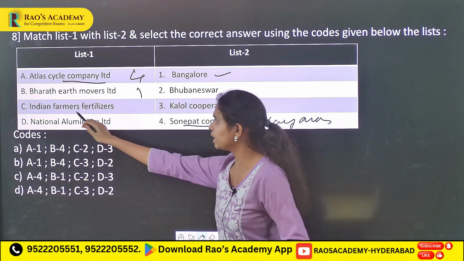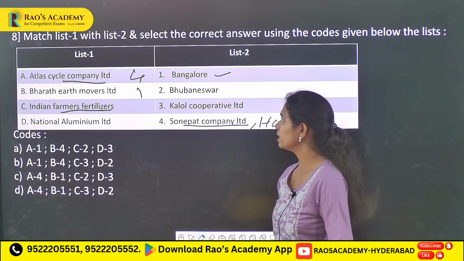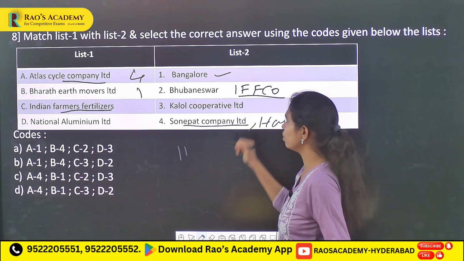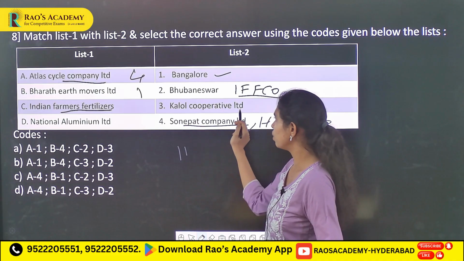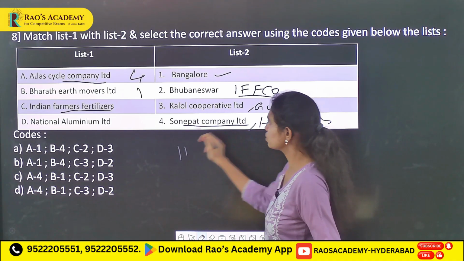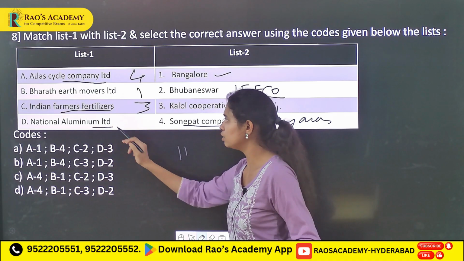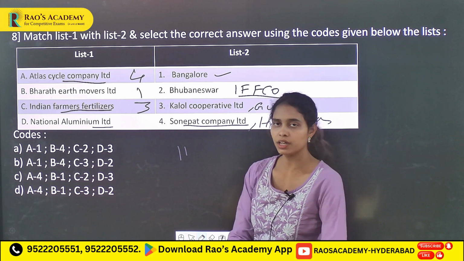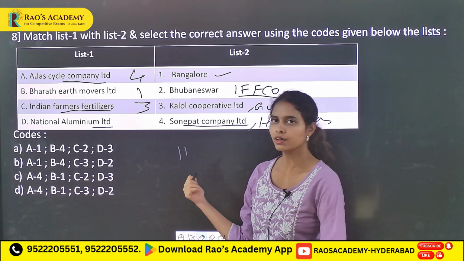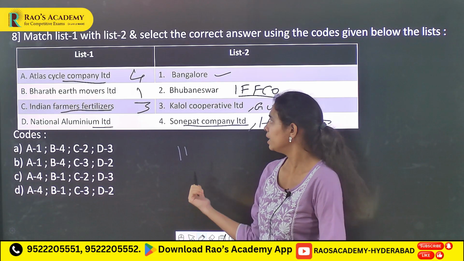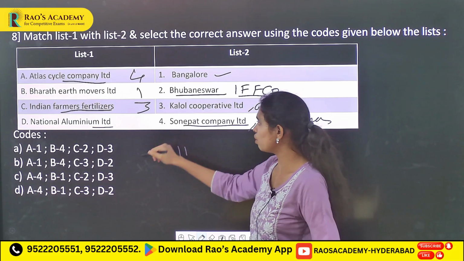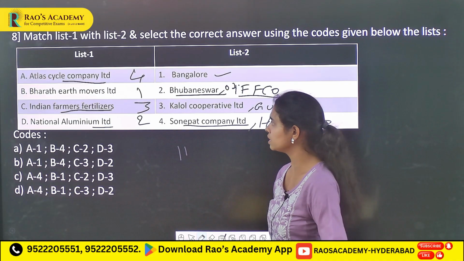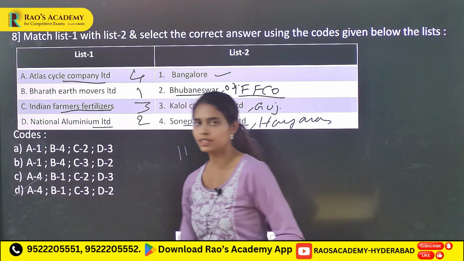Then followed by Indian Farmers Fertilizers. So here there is a particular cooperative called IFFCO, which is in Kalol Cooperative Limited, that means in Gujarat. So here it is 3, then followed by National Aluminium Limited. Even though you do not know where this is actually located, especially the last one, most of the minerals are observed in the Odisha, Jharkhand area, which is a plateau based area. So on that basis you can match it with Bhubaneswar in Odisha. So here the correct code we got is 4132. So option D is the correct answer.